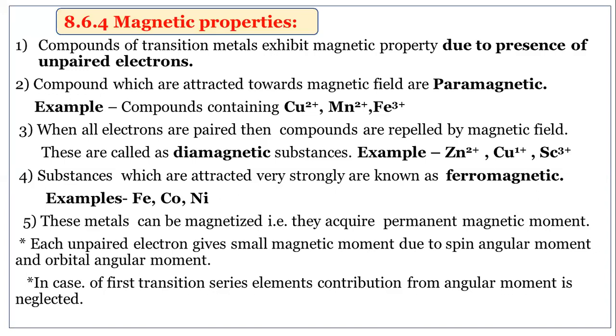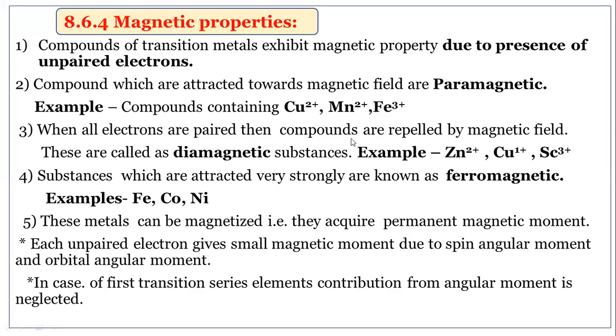In the case of paramagnetic, I will explain. See, the examples are compounds containing Cu2+. Cu2+ means 2 electrons are given. From 4s 1 electron is given, and from 3d10 1 electron will be given. So it will be 3d9. So Cu2+ is paramagnetic because unpaired electrons are there. Mn2+, unpaired electrons are there. Ti3+, unpaired electrons are there. So these are the paramagnetic substances.